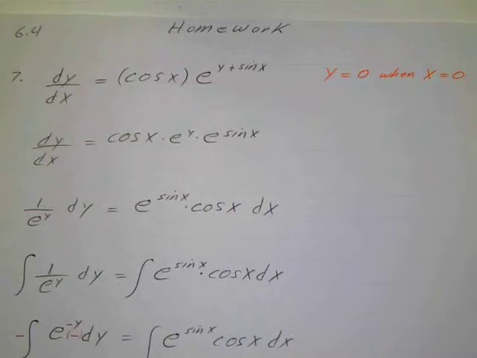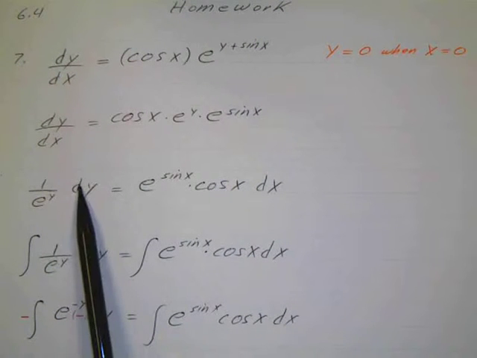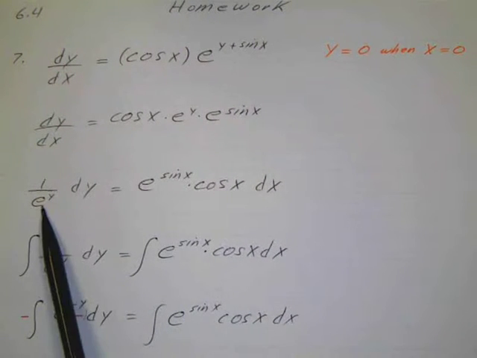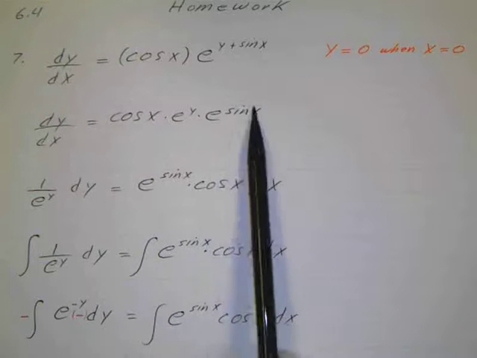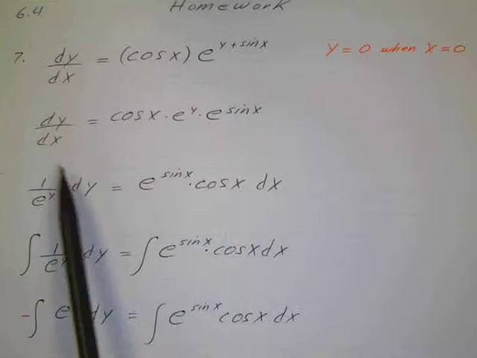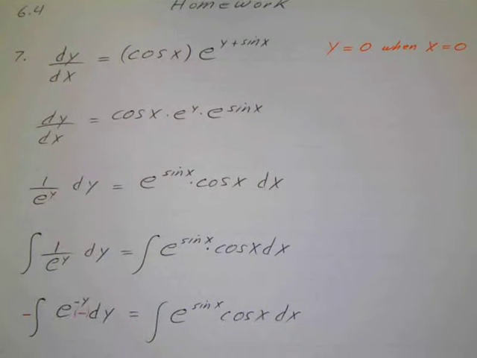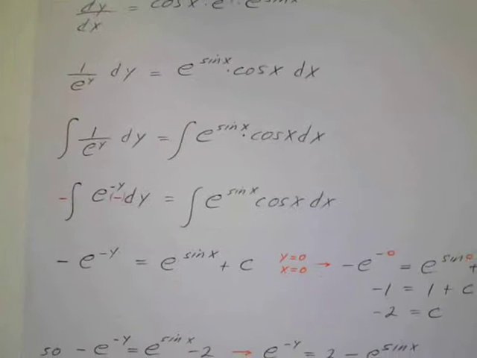And now we can separate the variables. Over here with the dy, I'm going to divide both sides by e to the y, and that leaves me with the cosine of x, e to the sine of x. I'll write that as e to the sine of x times this cosine of x, and I put the dx up here. So then we'll take the antiderivative of both sides, or the integral of both sides.